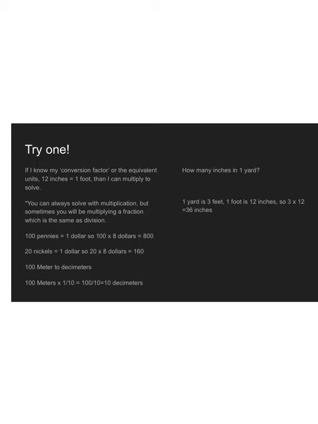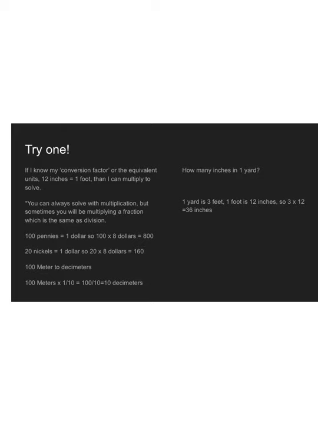Same thing with nickels. If there are 20 nickels in $1, and I want to know how many nickels are in $8, I would multiply that. 20 times 8 would be 160. Now I want to give you a short example of what it might look like if I was going to actually have a fraction to multiply with.